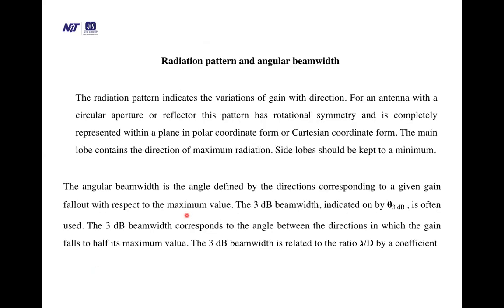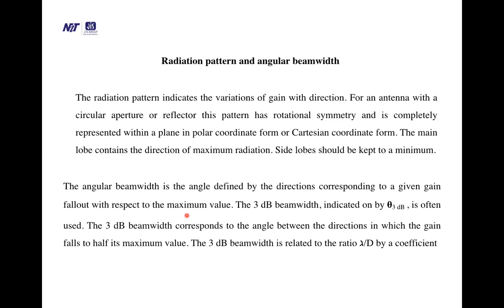Now, radiation pattern and angular beamwidth. The radiation pattern indicates the variation of gain with direction. For an antenna with a circular aperture or reflector, this pattern has rotational symmetry and is completely represented within a plane, in polar or Cartesian coordinates. The angular beamwidth is the angle defined by the directions corresponding to a given gain falloff with respect to the maximum value.